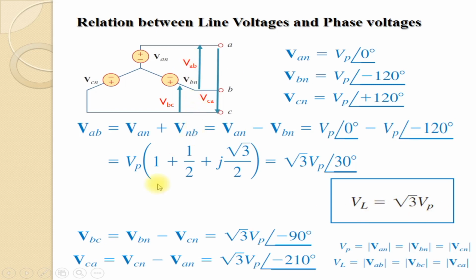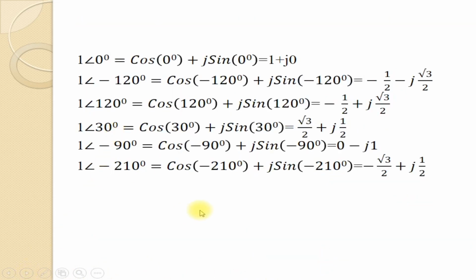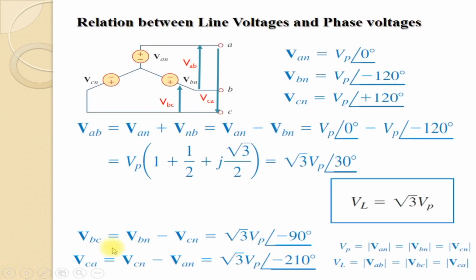Similarly, if you calculate VBC, it will be equal to VBN minus VCN, which will be equal to root 3 VP angle minus 90 degree. Similarly, if you follow the same steps, you get VCA is equal to VCN minus VAN, which will be equal to root 3 VP angle minus 210 degrees. So you can use these relations also. By substituting these relations, you get VBC equal to root 3 VP angle minus 90 degree, VCA equal to root 3 VP angle minus 210 degrees.